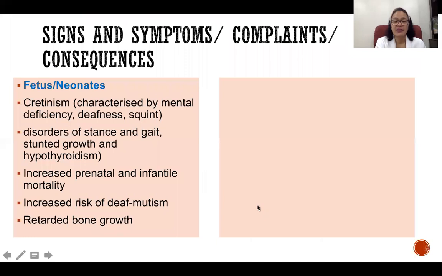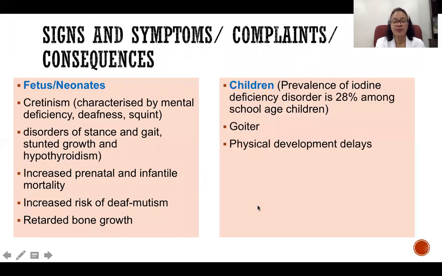So the signs and symptoms of patients with endemic goiter: for fetus and neonates, it may lead to cretinism. They might have problems with stunted growth. It can also cause increased infantile or perinatal mortality. So this is in fetal life, or even the neonatal period, or they have retarded bone growth.